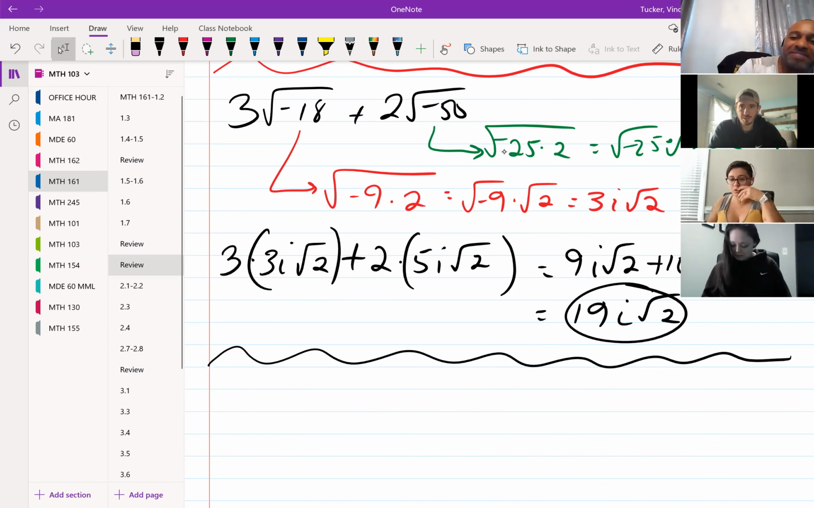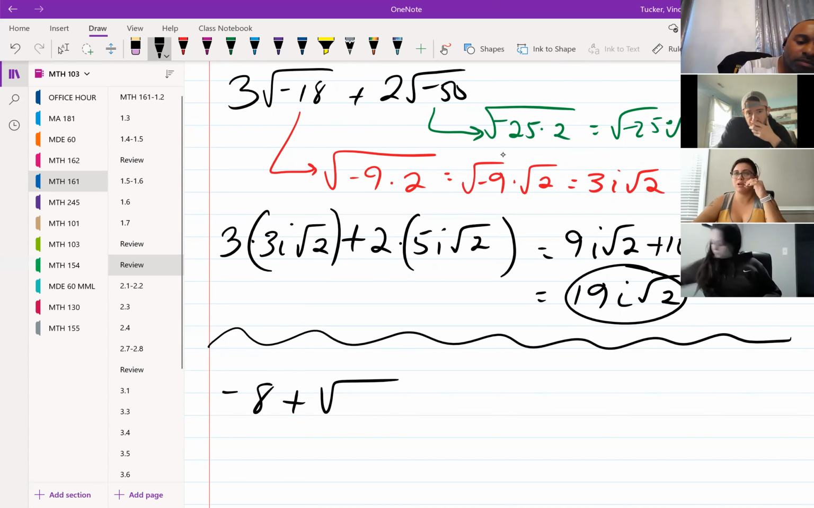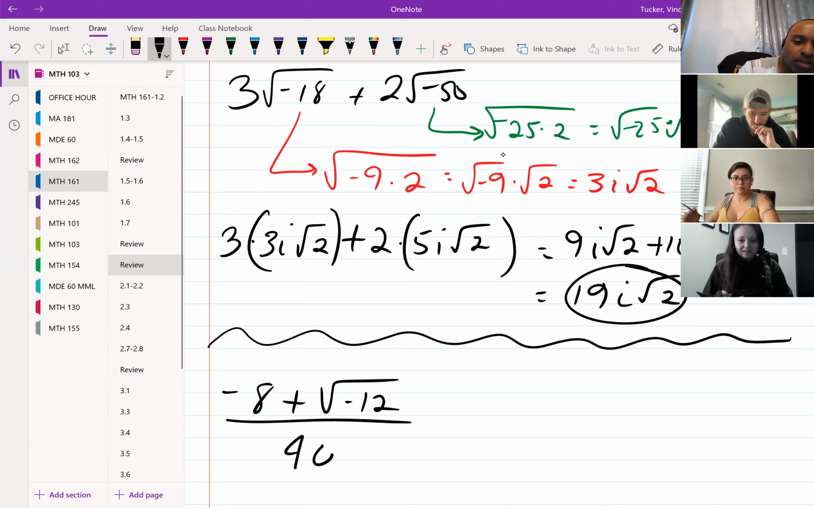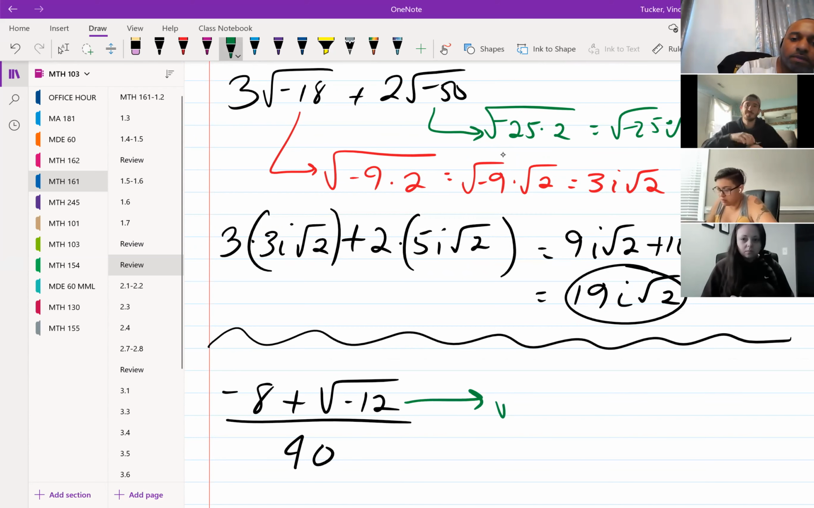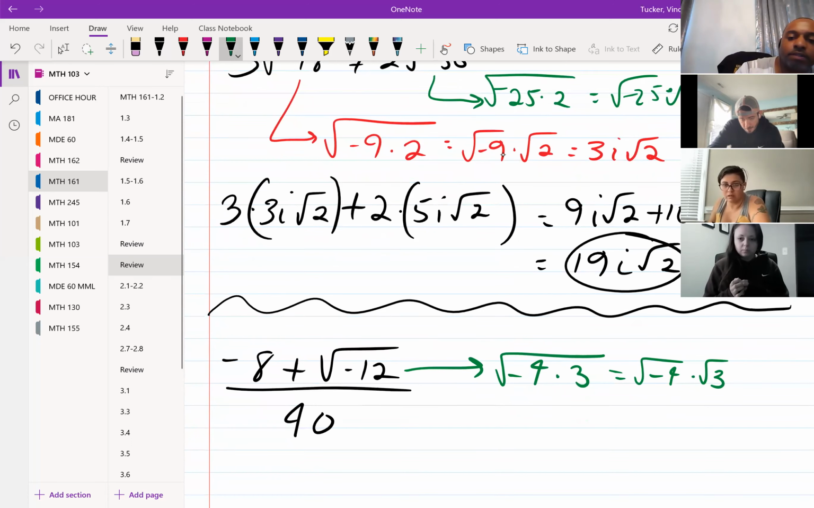And then the other one was question 14. And so that's a fraction. It's negative 8 plus square root negative 12 over 40. So first thing we'll do, just like before, is 4 times 3, and then you would pull the 4 out and the 3 out. Now don't forget the negative. Which would give negative 2, or negative 2i square root of 3.